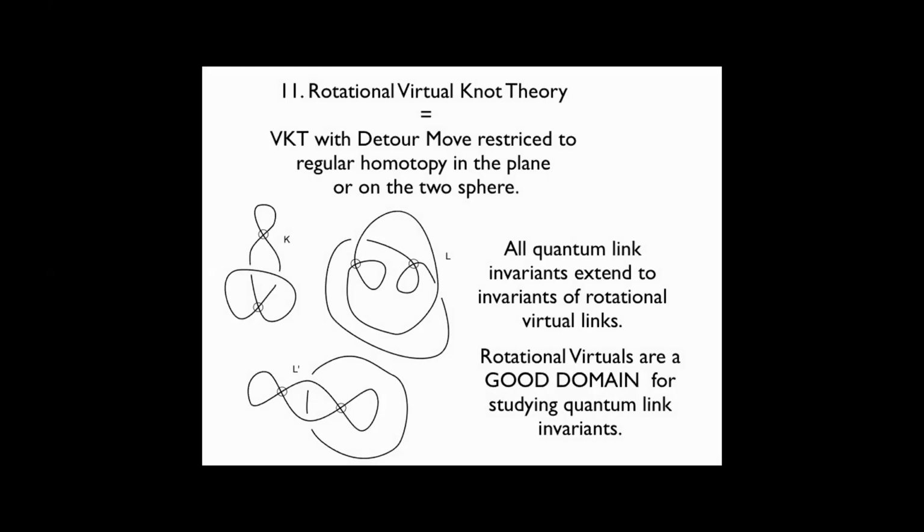Another theory that I like is what I call rotational virtual knot theory, and there I do not allow you to do the first virtual move, the curl. You can't remove a virtual curl. How could we say this in terms of our detour move? We could say that the detour move is restricted to regular homotopy in the plane or on the two-sphere. You're not allowed to move curls, but you are allowed to do all the rest.